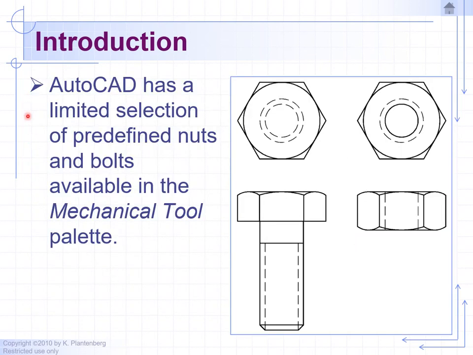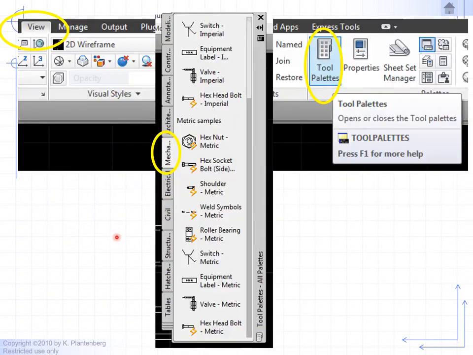Now AutoCAD has a limited selection of predefined nuts and bolts available in the machine tool palette. So instead of having to draw bolts and nuts, you can actually bring them in from the catalog built into AutoCAD. If you go to the View tab in AutoCAD, go to Tool Palettes, give it a few seconds, and this window will pop up.